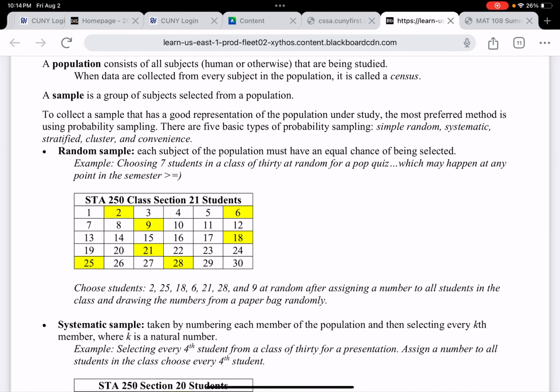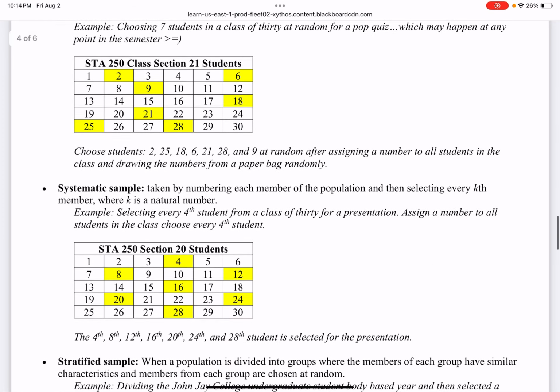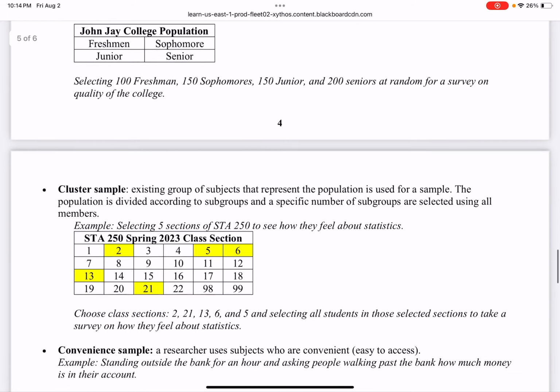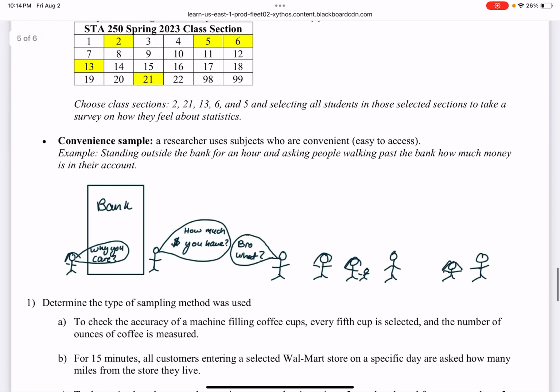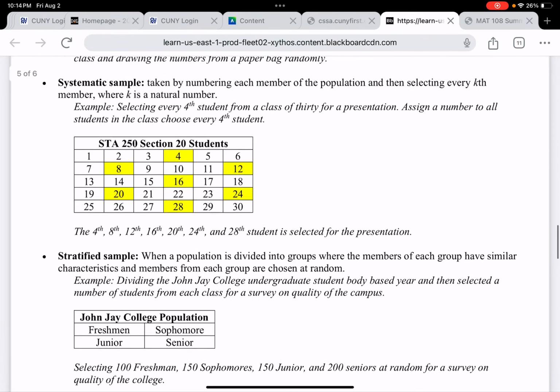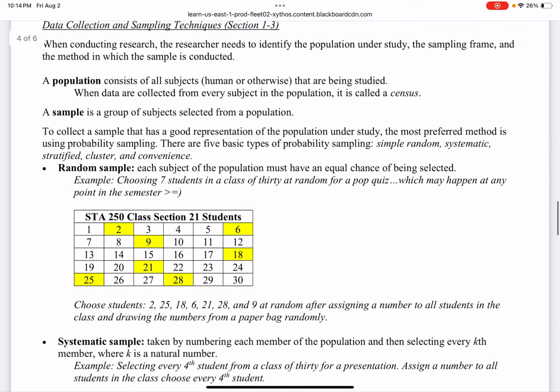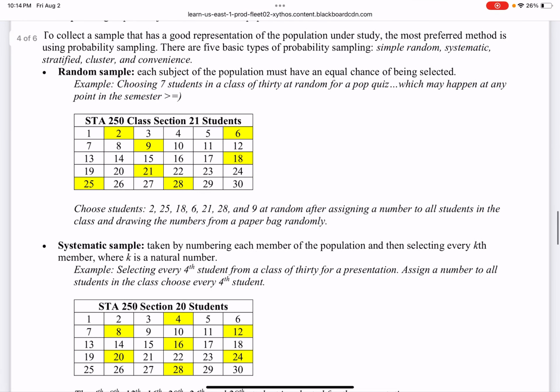We have a simple random sample, systematic sampling, stratified sampling, and cluster sampling. And of course, convenient sampling, which we can talk about, I guess. So a random sample or a simple random sample basically is when each subject in the population must have an equal chance of being selected.